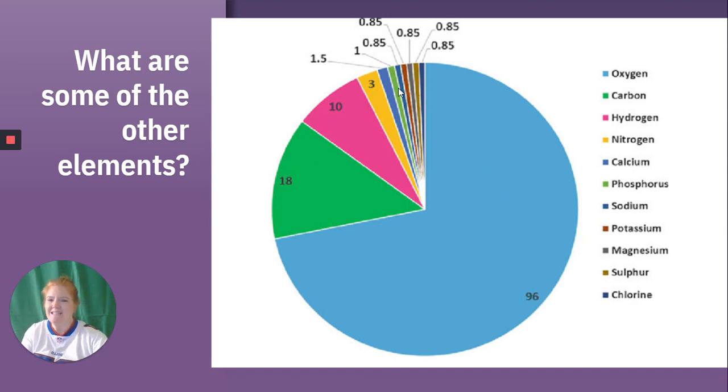And then this little chunk, this remaining 4% is everything else. But those elements are very important as well. And they include things like calcium, phosphorus, sodium, potassium, chlorine, sulfur, and a host of other elements. But again, their percentage in terms of mass is relatively small. That doesn't mean they're not important. It just means it's much less in terms of mass.